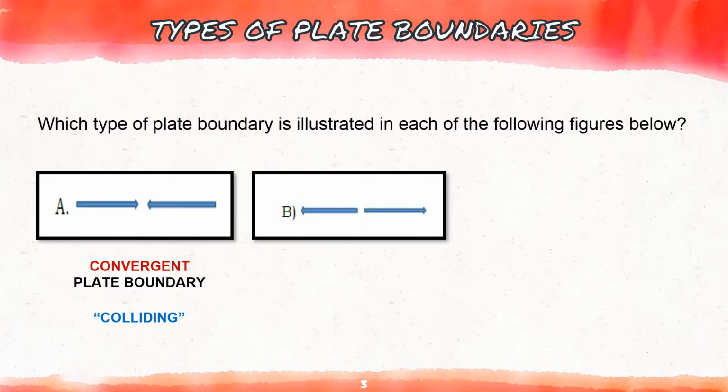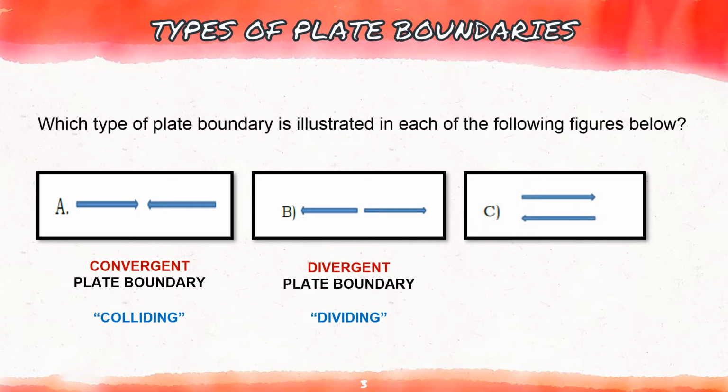The second illustration is a divergent plate boundary. So in this particular type of boundary, the clue word is dividing. As we can see in the figure, the two plates are moving apart from one another. And the last figure, this is a transform fault boundary. As you can see in the illustration, the two plates are sliding away from each other.